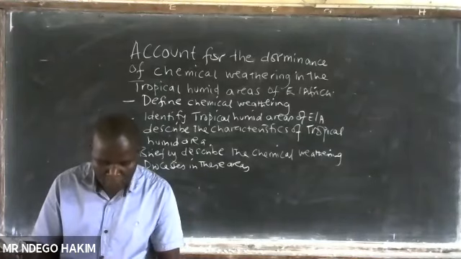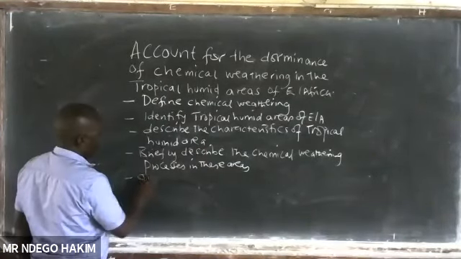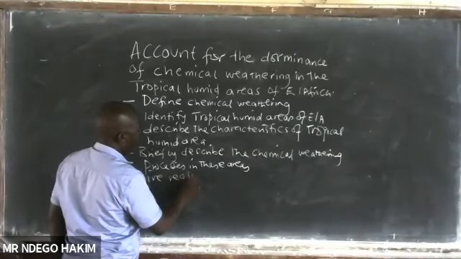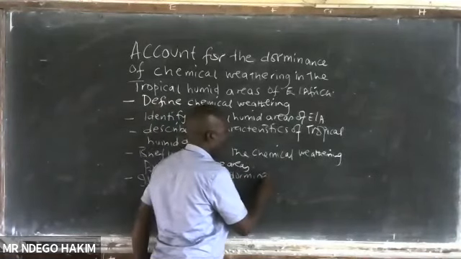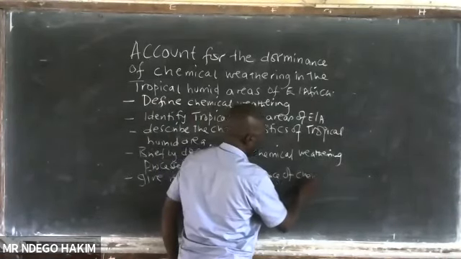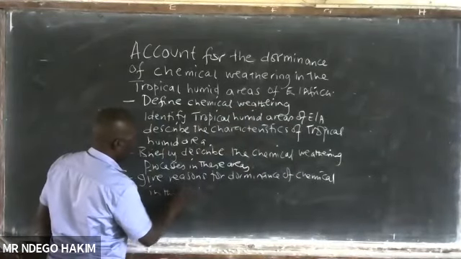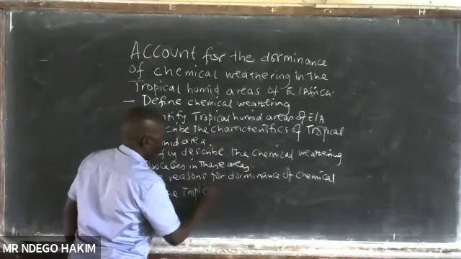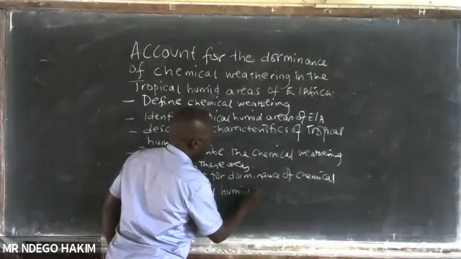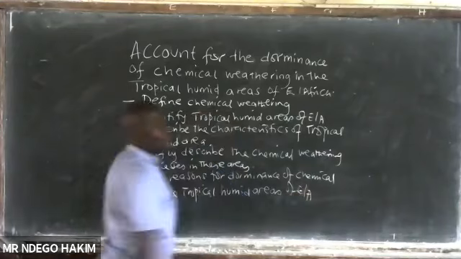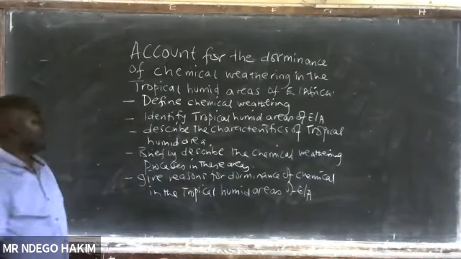And lastly, we shall account for, that is, give reasons for the dominance of chemical weathering in the tropical humid areas of East Africa. Full stop. That is how we approach that question.